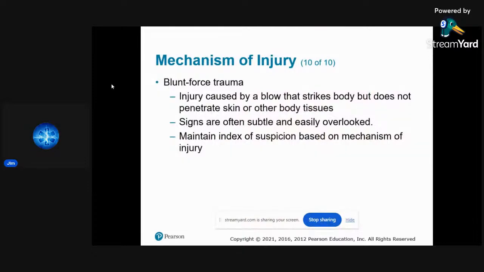Blunt force trauma. This is where you get hit or a blow strikes the body but does not penetrate the skin. Signs can often be overlooked. We may see a little reddening on the skin, like on the chest, but the energy is transferred, so we could have a lot of internal injuries. Maintain a high index of suspicion based on this mechanism of injury, right? I get hit with this object, and it may not break the skin, but I can have a lot of internal injuries from that force.